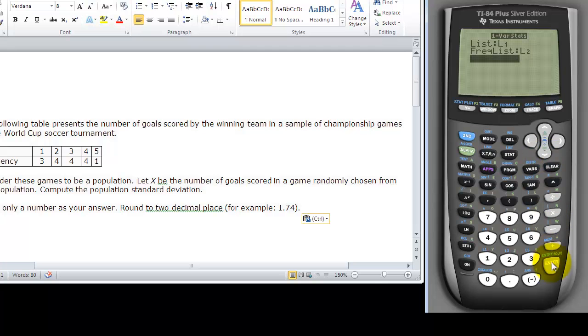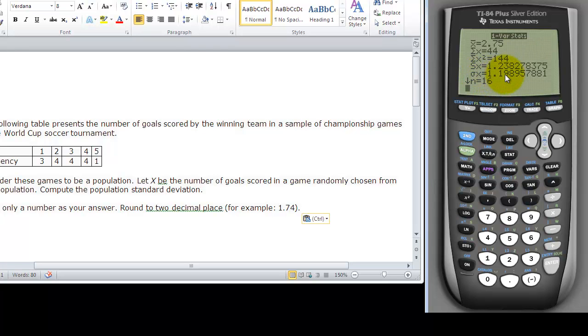We would scroll down and go to calculate. Here we want the standard deviation. Here's the sample standard deviation, but that's not what we want. They tell us to consider these games to be a population, so we choose the population standard deviation, which is sigma here. The answer to 2 decimal places would be 1.20. So make sure you understand the difference there.